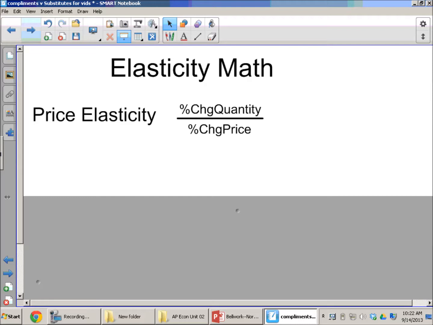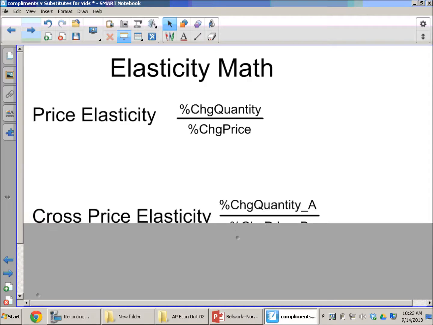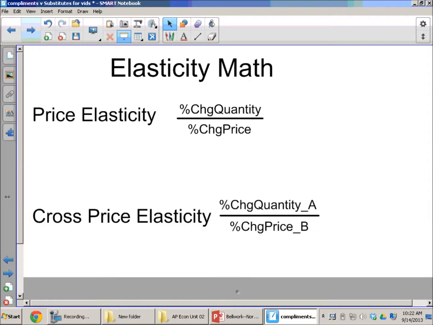In front of you is the price elasticity of demand formula: percentage change in quantity divided by percentage change in price, just like we've talked about. For cross-price elasticity, the formula is very, very similar. But it's the percentage change in the quantity of good A divided by the percentage change in the price of good B. So when the price of this good changes, how do the buyers react?